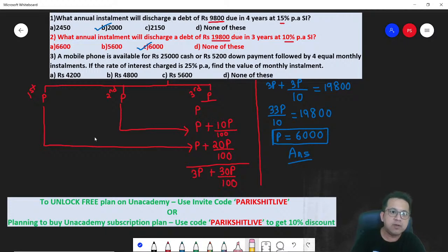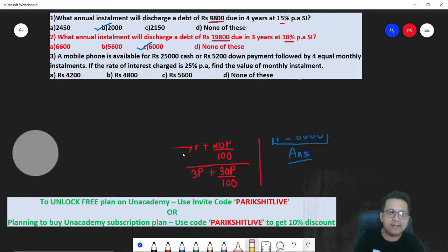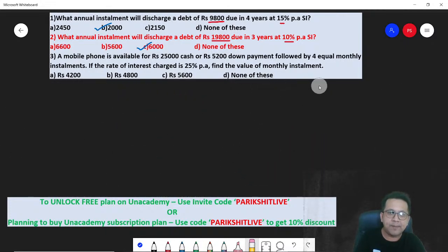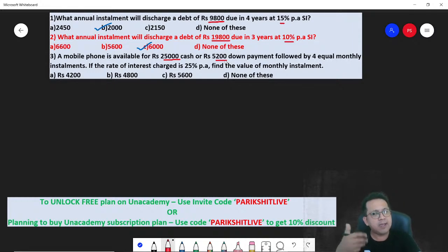A mobile phone is available for rupees 25,000 cash or rupees 5,200 down payment, followed by 4 equal monthly installments. If the rate of interest charged is 25% per annum, find the value of the monthly installment. Now remember, you are getting two options. You either pay the entire cost, which is 25,000 cash, or you say, I'm going to pay only 5,200 now. It's a down payment. So you're paying immediately at that point of time. And the remaining money, you're going to pay in 4 equal installments.